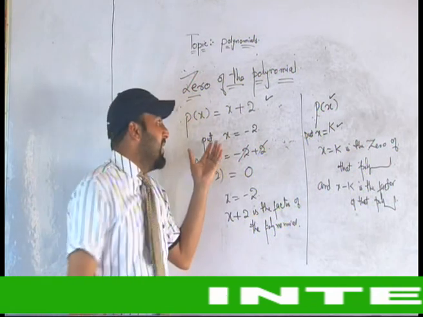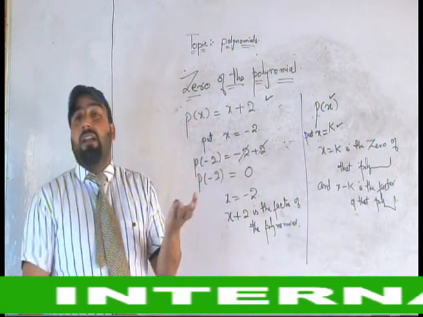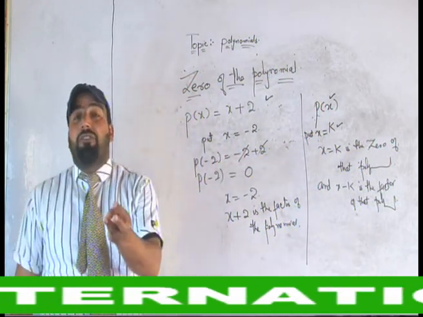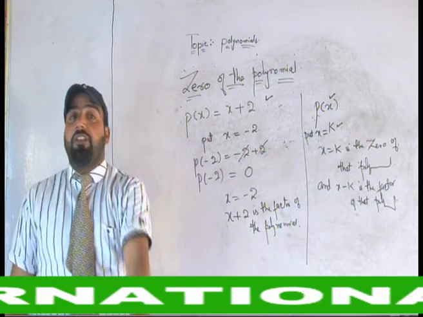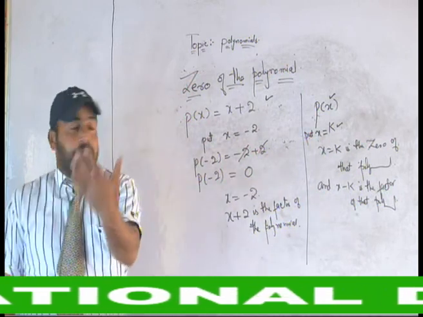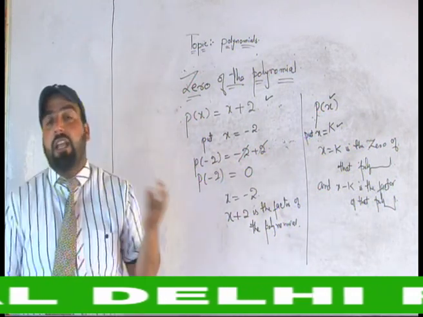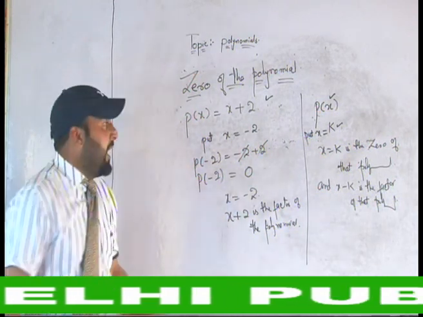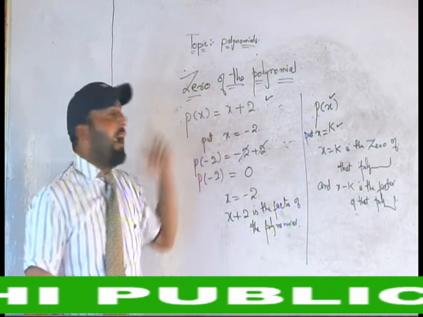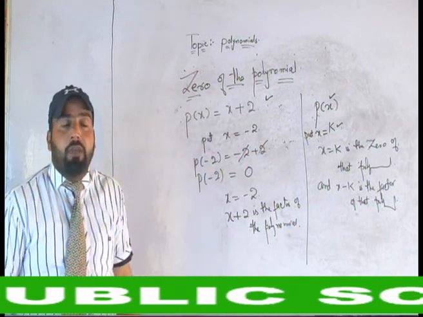Hope you have understood the concept of monomial, binomial, trinomial, and also the degrees of the polynomial, the types of polynomial on the basis of degree: linear, quadratic, cubic, biquadratic, and also I hope you have understood the concept of the zero of the polynomial.